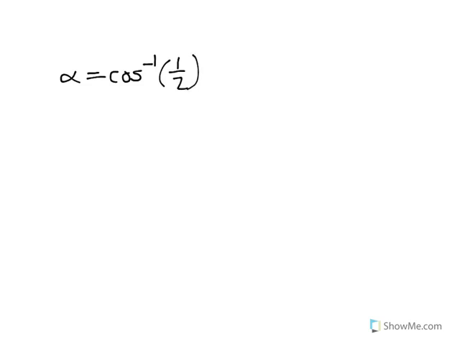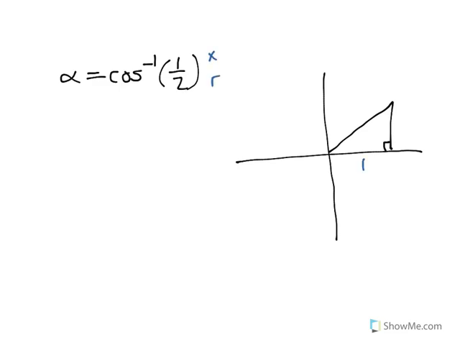And where is that going to occur? Where can cosine be positive? So cosine can be positive in quadrant 1. And remember, cosine is x to r. So that will be 1 to 2, which means this is our radical 3. So from here to here, this solution point, that is going to be 60 degrees. So alpha can be 60 degrees plus multiples of 360.